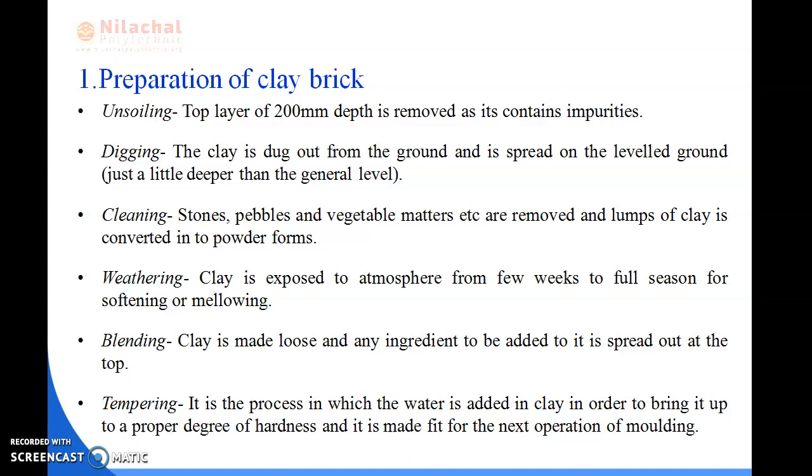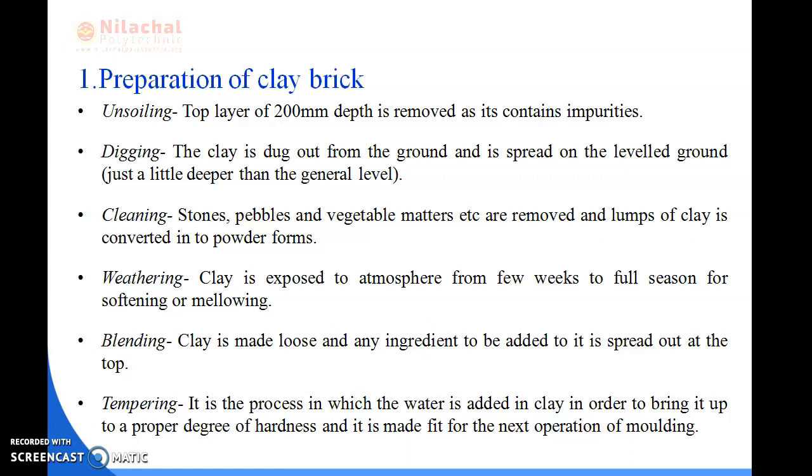Then next is digging. Digging means what? After the top layer of 200 millimeter depth is removed, the clay is dug out from the ground itself, and it is spread on the level ground. After digging, then it is the cleaning process.